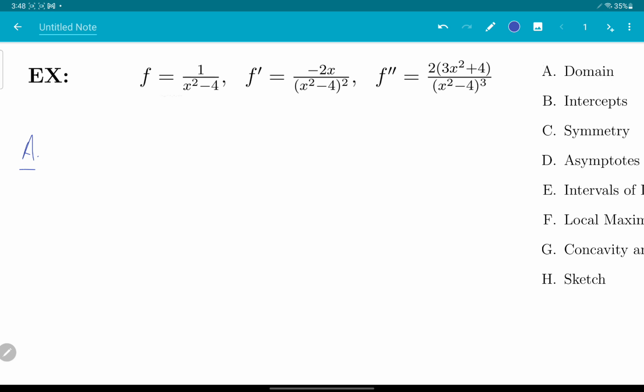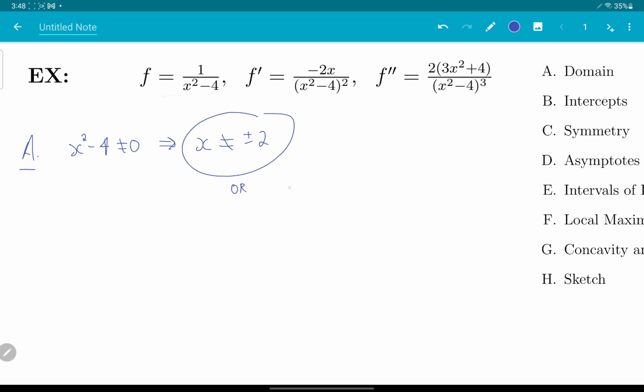Okay, so I'm asking what x's am I allowed to plug in here? Well, what am I not allowed? Well, I can't divide by 0. So x squared minus 4 cannot be 0. So x cannot be plus or minus 2. So that's one way to write the domain.